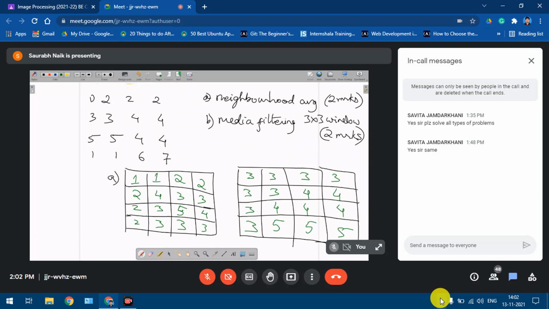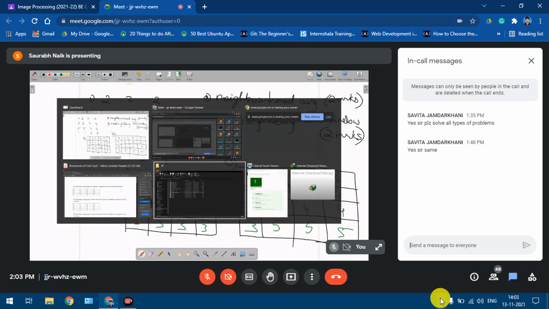So when you are asked something like this with an image and the output that is expected, that is neighborhood averaging and median filtering, once you draw these two matrices, your 4 marks are done. 2 marks for each one. I think after this we had the PDF.